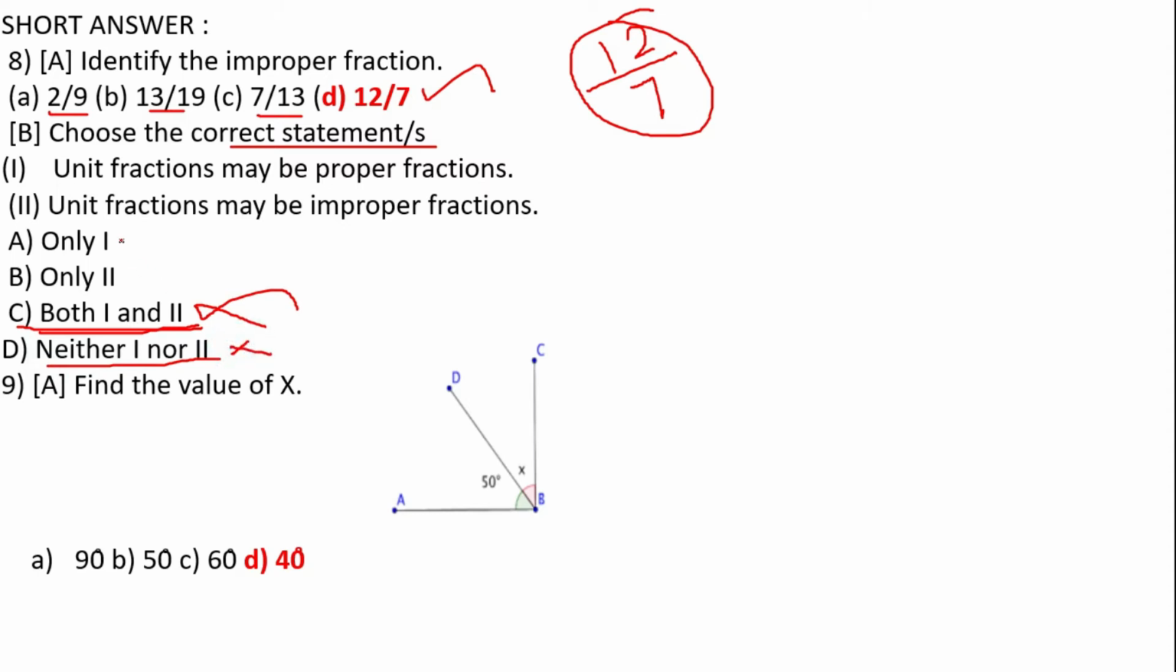Neither 1 nor 2 is also wrong. Only 1 is correct. Statement 1: unit fraction may be a proper fraction. It may not be an improper fraction. So option A is correct. Others are wrong.